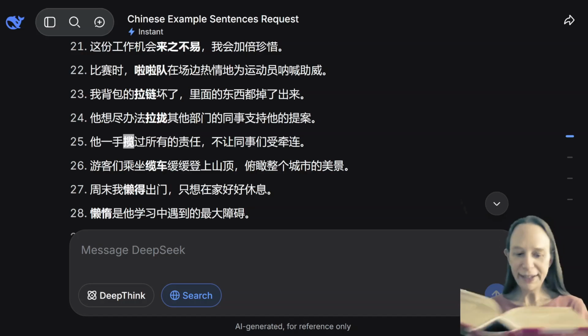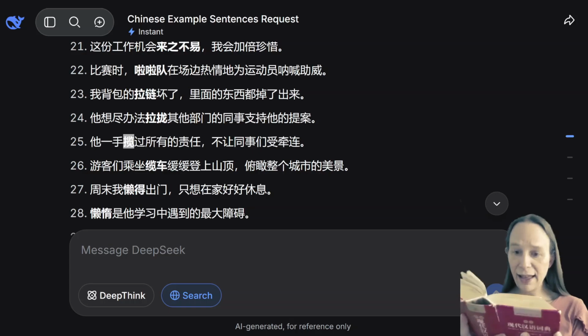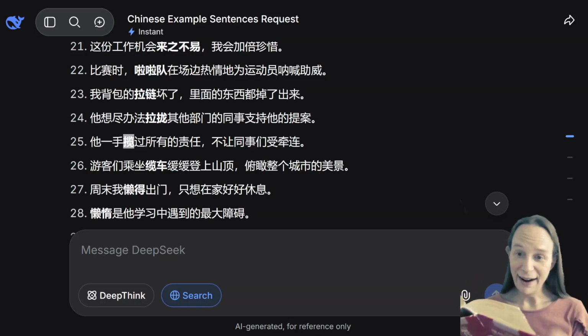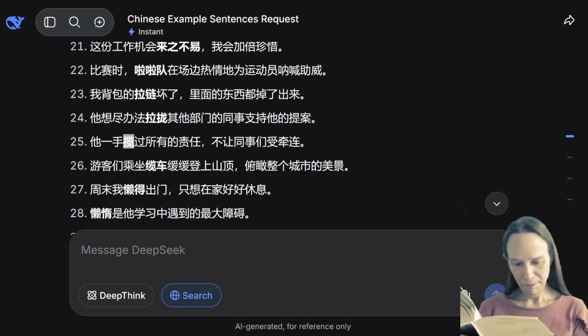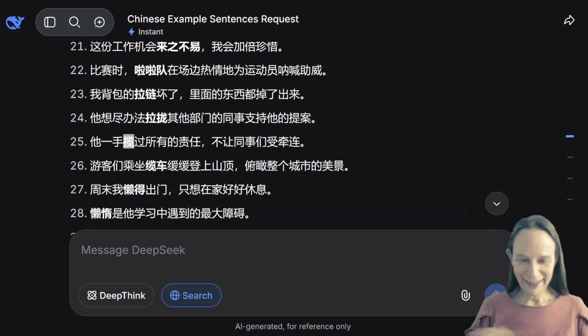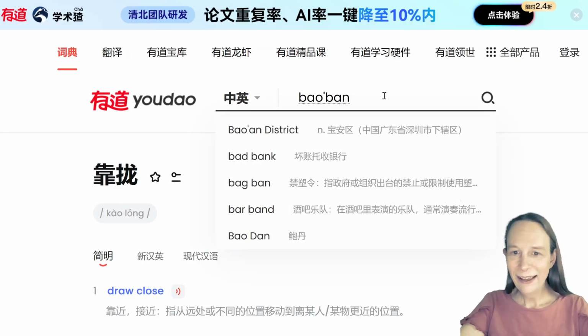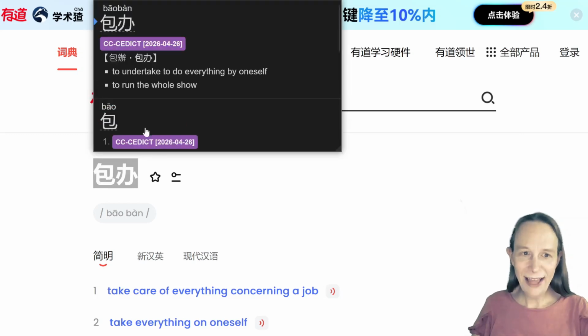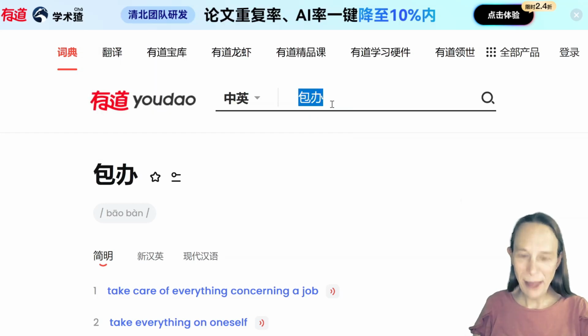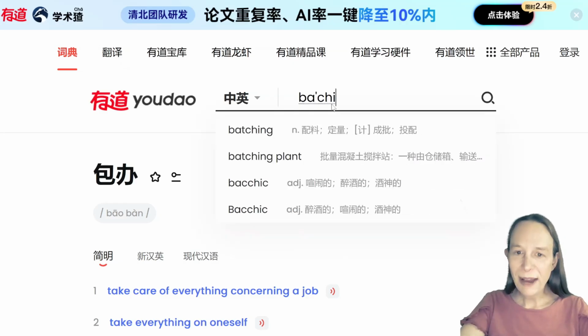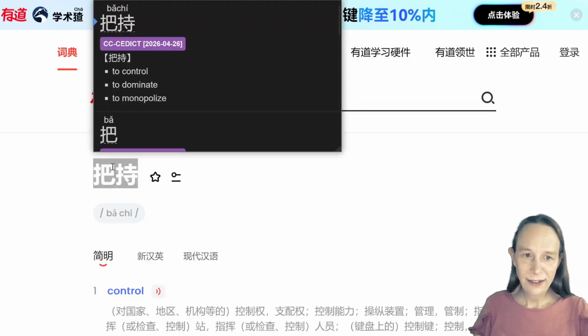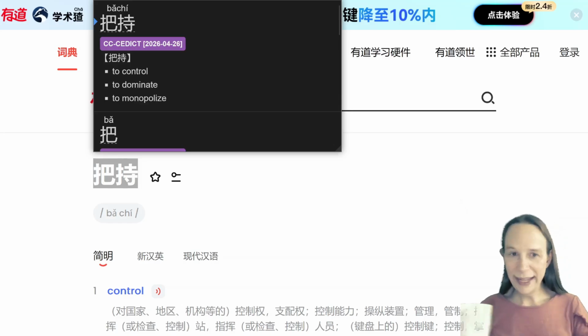Yeah, so the dictionary 揽, 5 definitions. All right, we'll just go through them. 1, it's a verb. 包办. 把持. What is 把持? 包办 makes sense. It's kind of like run the whole show. 包办. All right. So what is 把持? I don't know this word. All right, this is more negative, isn't it?